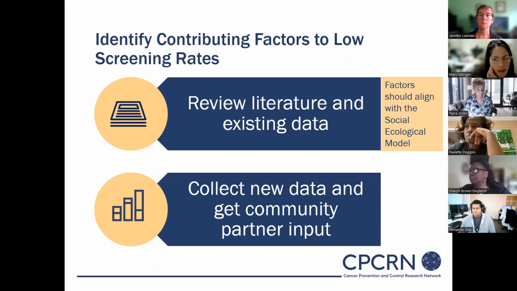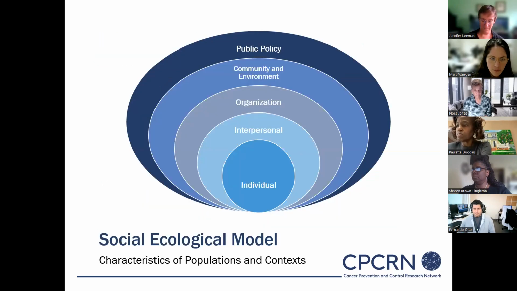So after you've played around with looking at existing data, finding your screening rate, the next step will be to conduct additional research looking into what might be contributing to your lower screening rate in your county. You can do this also by reviewing the literature and existing data, as well as collecting new data and gathering input from your community partners, as well as creating your own maps and diagrams of processes.